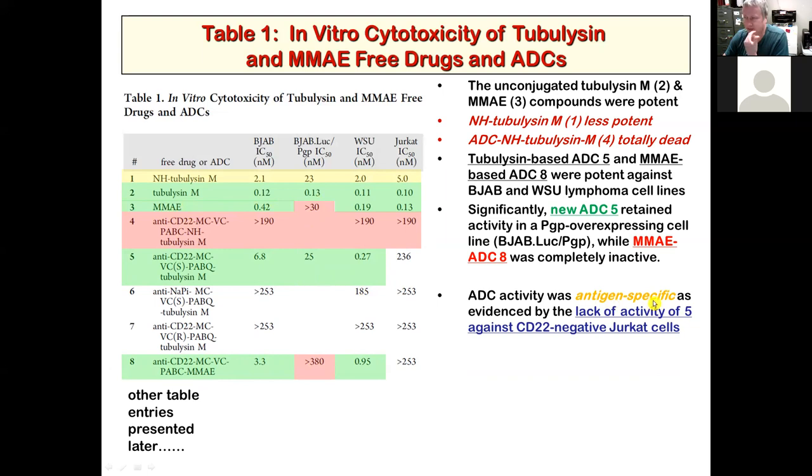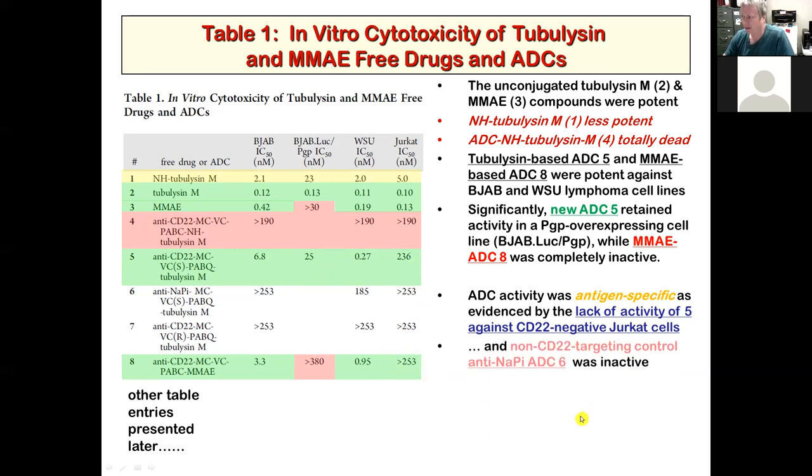ADC activity was antigen specific, meaning that Jurkat cells, which is a lymphocyte cell that does not contain CD22, the target of the antibody, is dead. Good. They want to see that. They wanted to see that it's not targeting healthy cells, right? That's a good result. That's also the case for the MMAE one. So in both cases, targeting a healthy cell that doesn't have the CD22 antigen is fine, and the compounds are less potent against them.